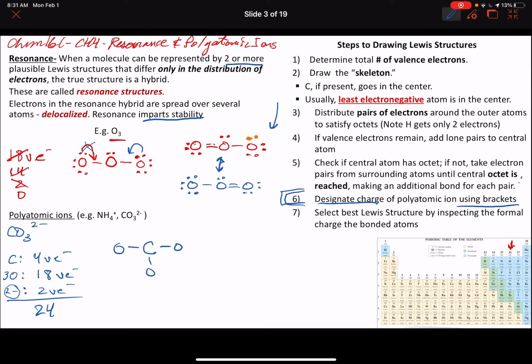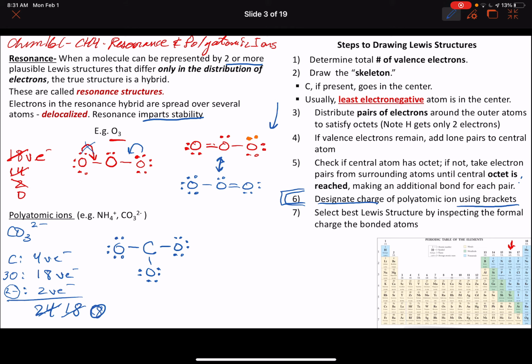Okay, 1, 2, 3 oxygen atoms there. Our skeleton has just used 6 valence electrons, so we're now down to 18. We can now decorate the periphery atoms. 12. And there's our 18 valence electrons. Okay, so our skeleton now has all valence electrons applied, and now we have to consider borrowing.